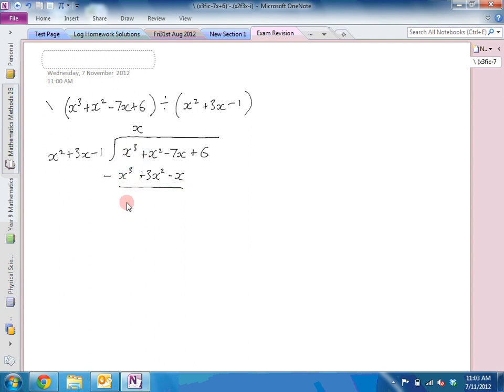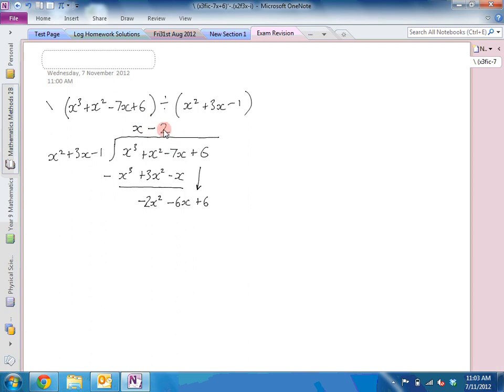We're going to perform a subtraction. X cubed take x cubed is 0. If you don't get 0 there, you know that you've done something wrong. X squared minus 3x squared is minus 2x squared. Minus 7x minus x, so that's a plus x, is going to give us minus 6x. And we bring our plus 6 down because it's unaltered. And now we perform another division. Minus 2x squared divided by x squared is going to leave me with minus 2.